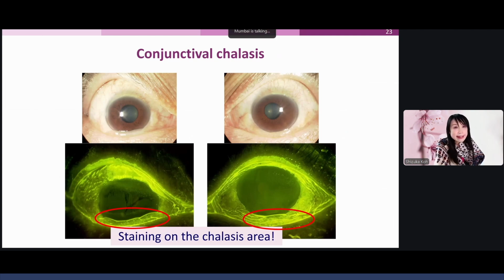Another condition that benefits from careful fluorescein examination is conjunctivochalasis. This is a common and often frustrating ocular surface condition. Fluorescein clearly highlights the staining on the redundant conjunctiva, where mechanical friction occurs with every blink. This finding helps us understand why these patients experience persistent irritation and pain.